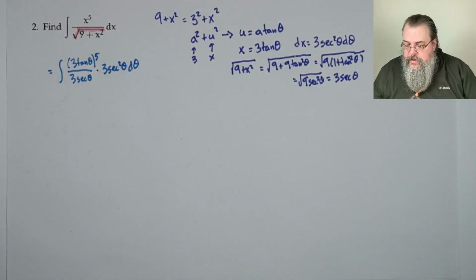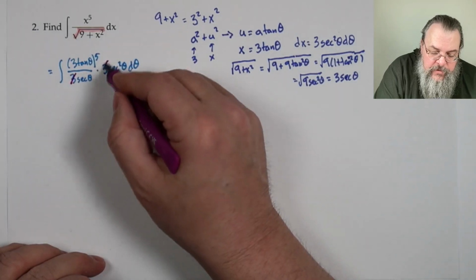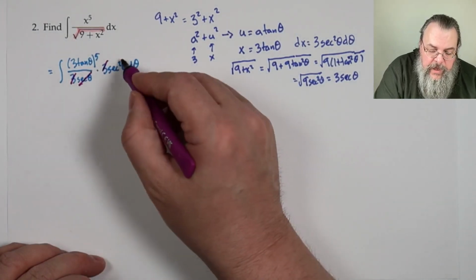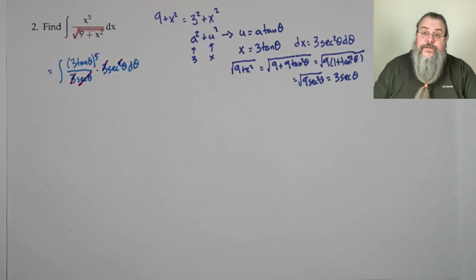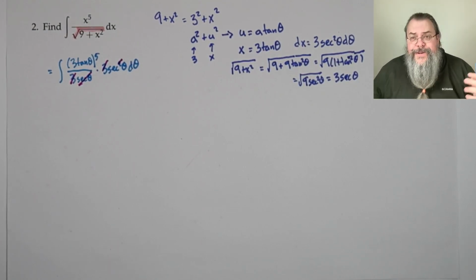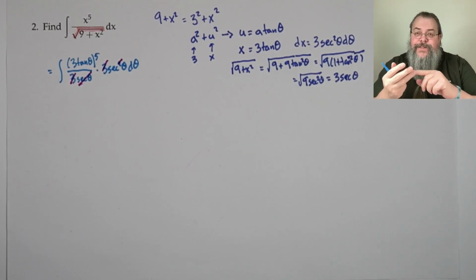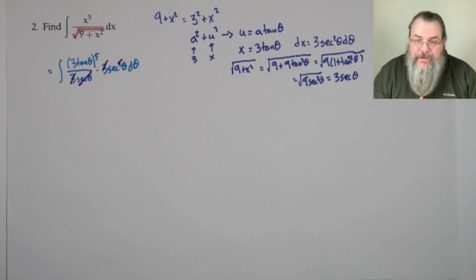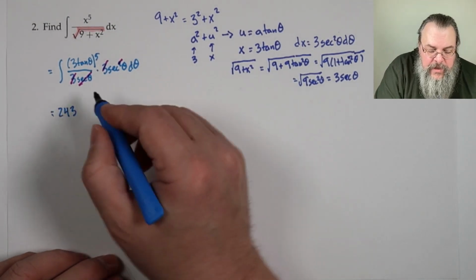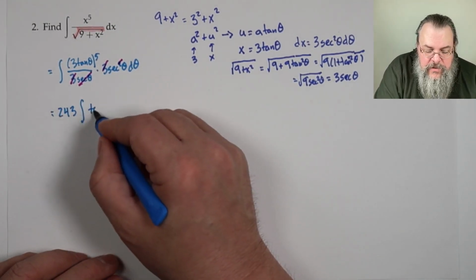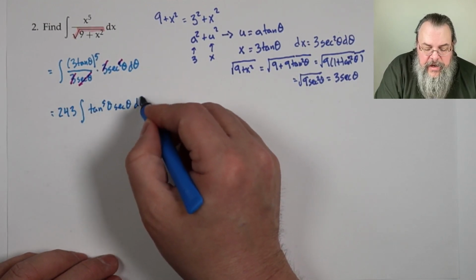what can we do? Well, we can certainly cancel off one of the 3's. We can also cancel off a secant. And then we have 3 to the 5th, which of course we all know is 243. Because who doesn't remember that, right? Powers of 3: 3, 9, 27, 81, 243. Beautiful numbers. All right, so 243 times the integral of tangent to the 5th theta secant theta d theta.